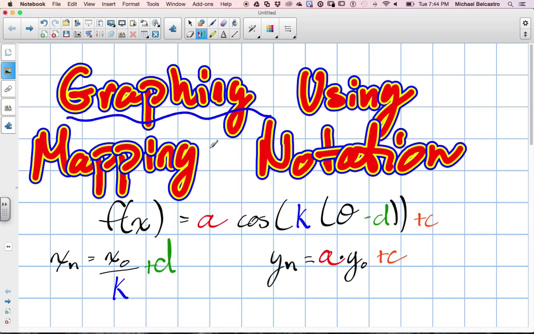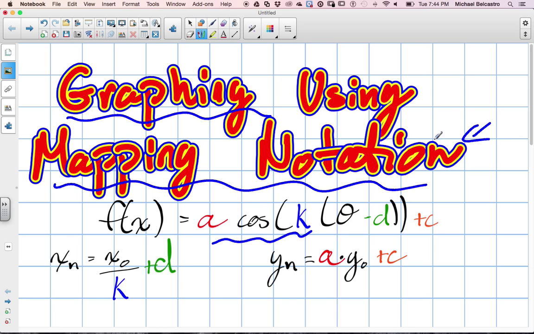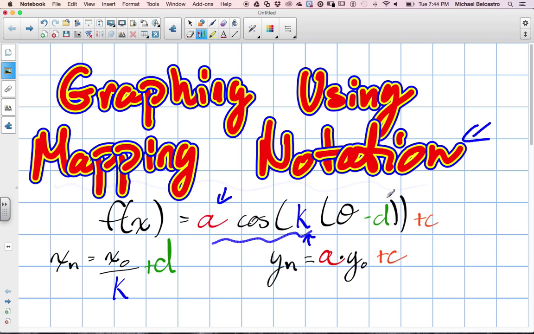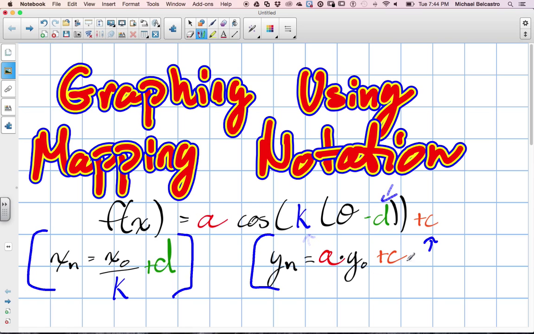We're going to work on graphing using mapping notation. So we're going to graph a wave, but you can technically use this mapping notation to graph any function, as long as it's set up in this form that's easy to view for transformations. Okay, so this is like a small formula for your mapping notation.